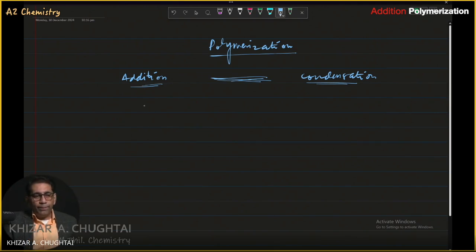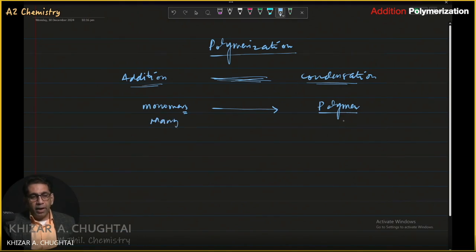So monomers make one polymer. Many monomers make one single large molecule that is known as a polymer. At the moment, I'm going to revise addition polymerization that you have studied in your O-level chemistry as well, in AS chemistry as well, and so on.